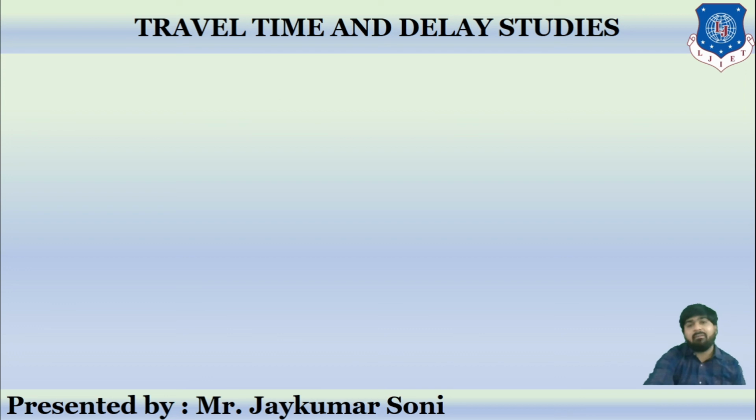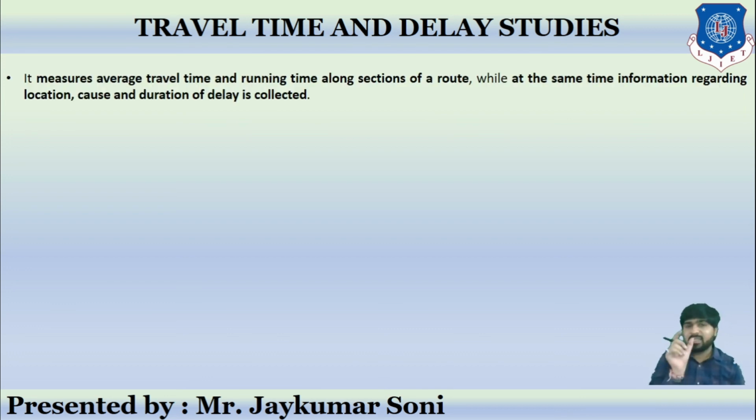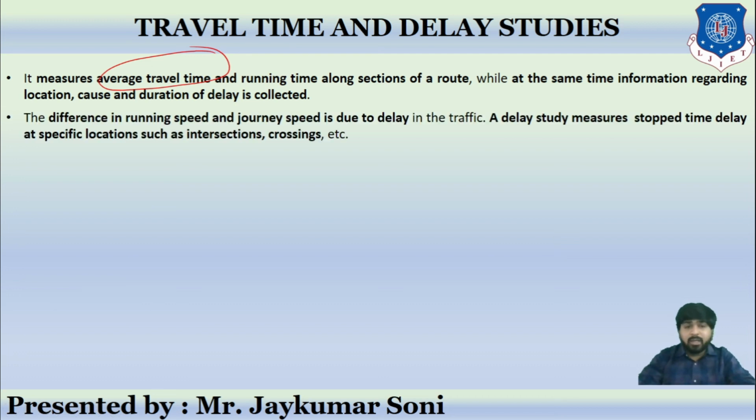Let us discuss travel time and delay studies. Now, travel time and delay studies measure the average travel time over a section of the road. At the same time, information regarding the location, cause and delays is collected. You have learned in the moving observer car method that delays, cause of delay and location data are collected. So that was also part of the moving observer method. Now the difference in running speed and journey speed, you already know: in running speed we exclude the delay, and in journey speed we include the delay.